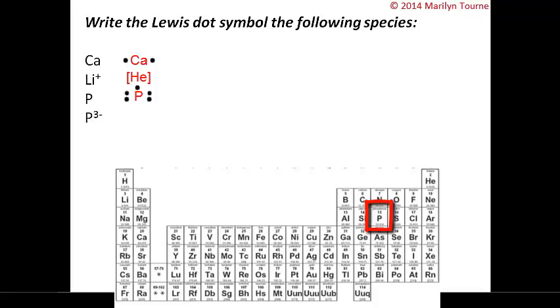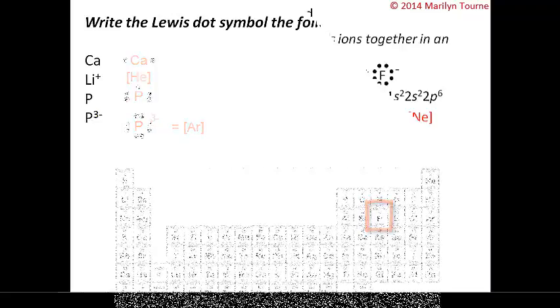What about the last one? P3 minus. Now this is the anion of phosphorus. It's gained 3 more electrons. Phosphorus neutral has 5, so if I've gained 3 more, I'm going to have 8 electrons. So I put 8 dots around phosphorus, which equals argon electronically, because 8 electrons is like saying you are isoelectronic with argon. So you can also just put argon in brackets. That would be okay as well. But P with 8 dots is good too. All right, let's move on.